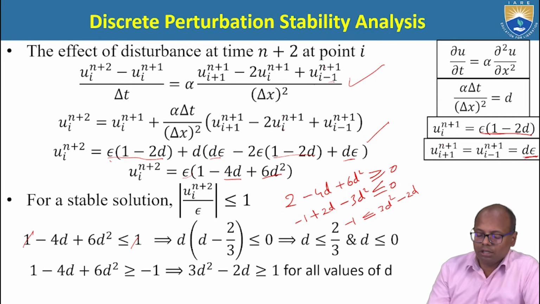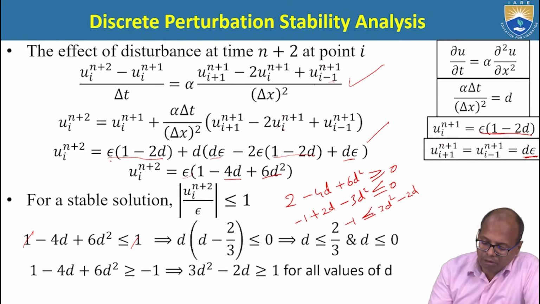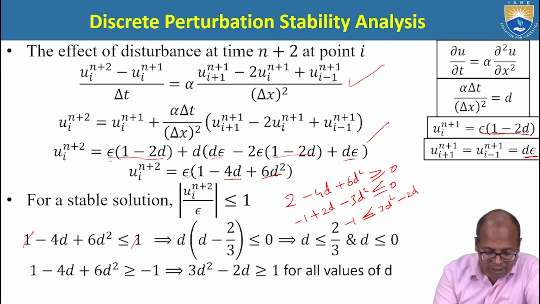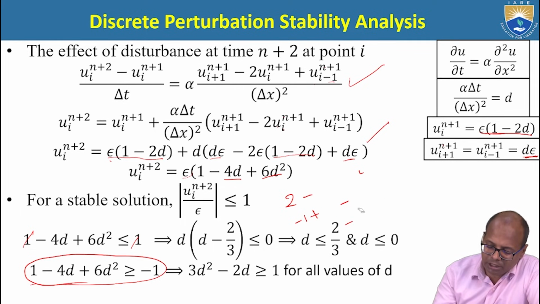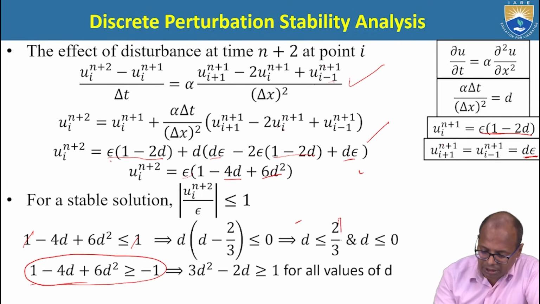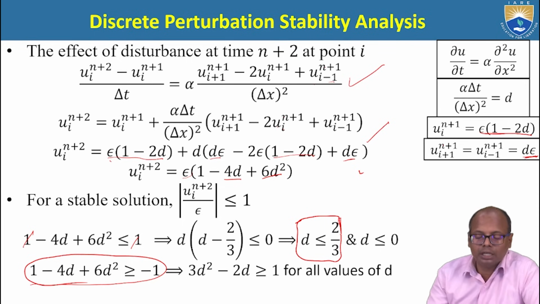Now in this case, for all values of d, whatever d we may put, it will be greater than or equal to minus 1. So this condition is not imposing any stability criteria, because for all values of d it is satisfied. So we are interested only in one criteria, that is this one, and it is imposing a restriction that the d value must be less than or equal to 2 by 3.